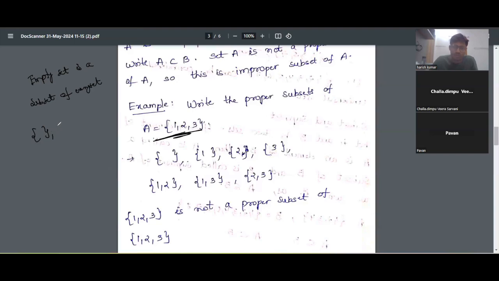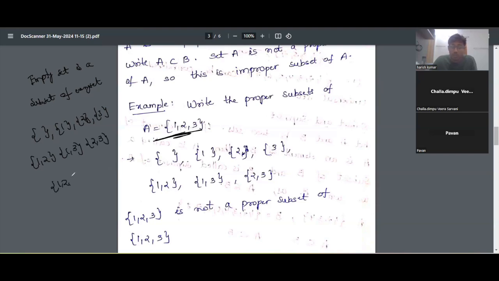Then what all the subsets? I'll form the singleton subsets first, right? Subsets are sets, so I should not write them as elements. I have to write them in curly braces. Then I can write {1, 2}, {1, 3} will be a subset, and {2, 3} will also be a subset.